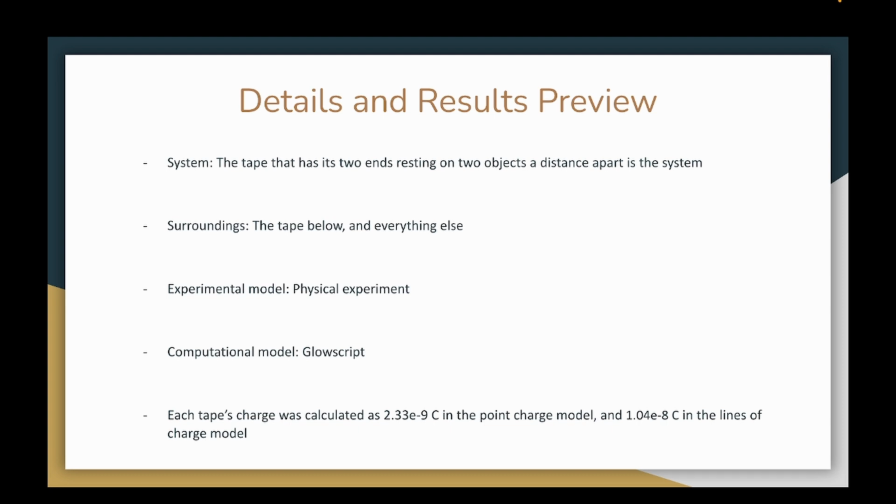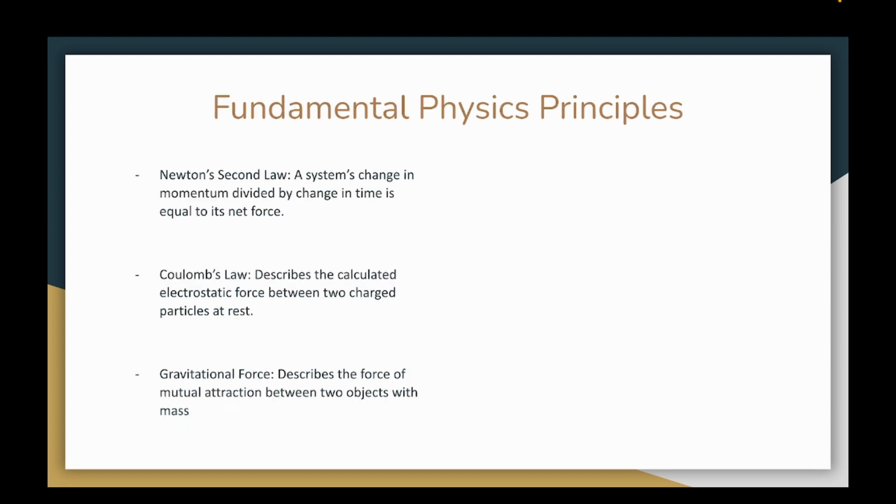So, some details and results preview. The system is the tape that has its two ends resting on the two objects a distance apart. The tape on top, that's the system. The surroundings is the tape below and everything else. The experimental model is the physical experiment from last lab, and the computational model will be created using GlowScript. And a little results preview: each tape's charge was calculated as 2.33 times 10 to the negative 9th power coulombs in the point charge model, and 1.04 times 10 to the negative 8 coulombs in the lines of charge model.